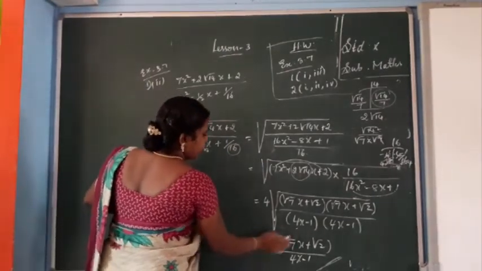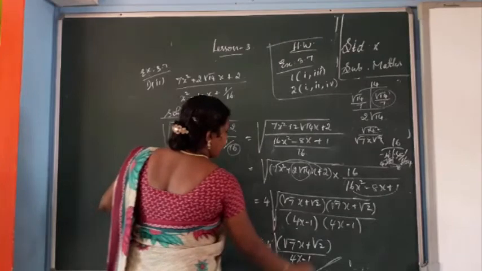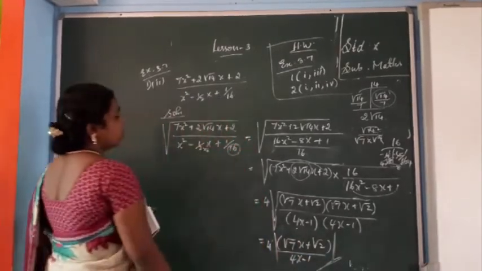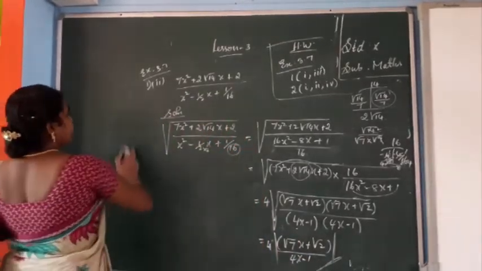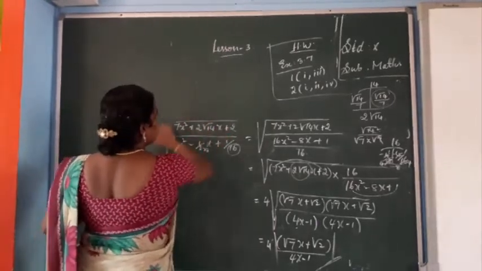So this is a square now, so put modulus. I forgot to write modulus. Within the modulus only I have to write the answer, the last expression.